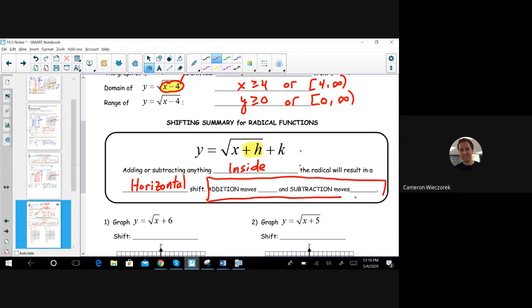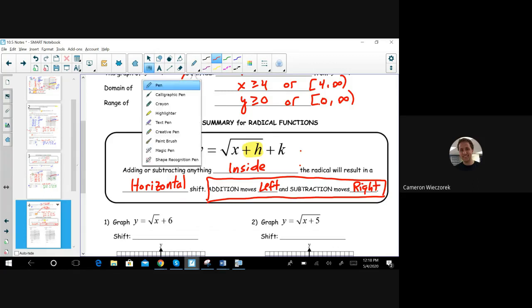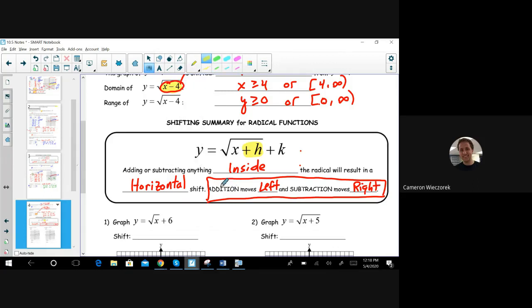It's a box within a box. Addition moves things to the left, and subtraction moves things to the right. And we did that with parabolas too. Whenever something was inside the parentheses, if you remember from the end of chapter 9, anytime I had x plus 5 in parentheses, it moved it left 5. And if I had x minus 5 in parentheses, it would move it right 5.